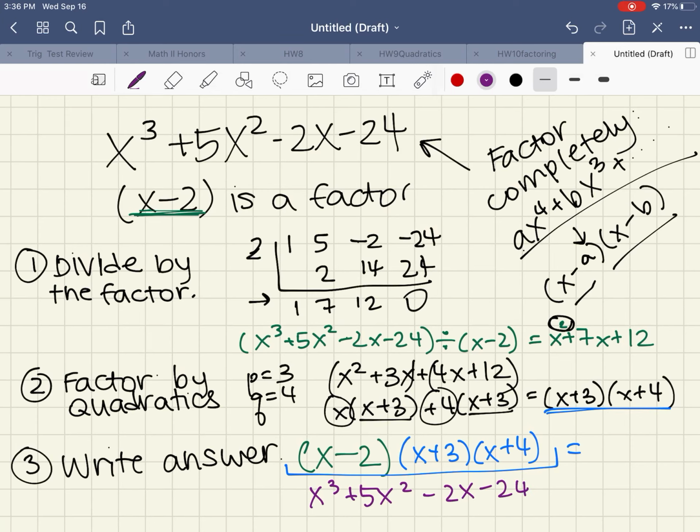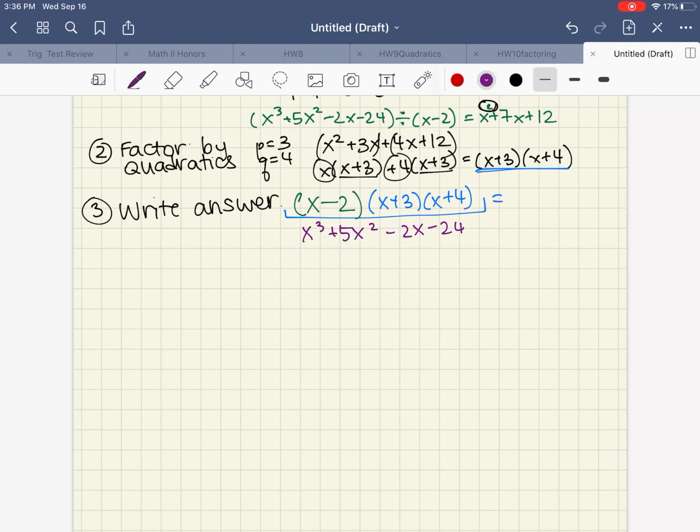So these are what help us to factor something completely. I'm going to talk a little bit more about that in my next video. But this helps us to find the x-intercepts. Let's say I have now x minus 2, x plus 3, and x plus 4. That helps me to graph it later on, and I'll show that in the next video.